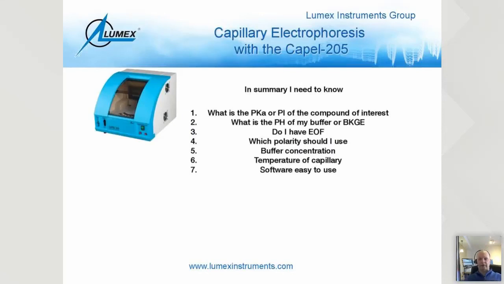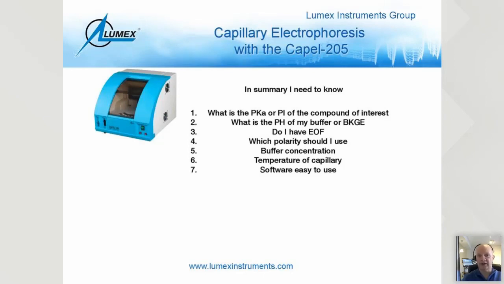I'd like to end with this particular slide. Again, this is something that I was showing on part 1, which are the things that I need to know to set up a good capillary zone electrophoresis method. And of course, it's rehashing all the step-by-step points that I was telling you guys earlier. So the pKa or the pI of my compound of interest, what's the pH of my buffer or my background electrolyte? Do I have electroosmotic flow? Remember, above pH 4 and even past pH 6.2, this is where EOF starts to go high. So you have to be aware of that.